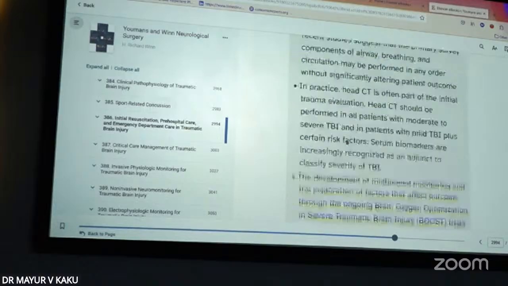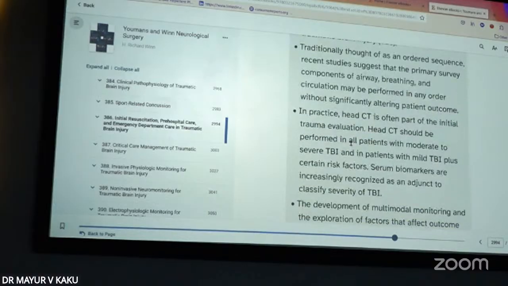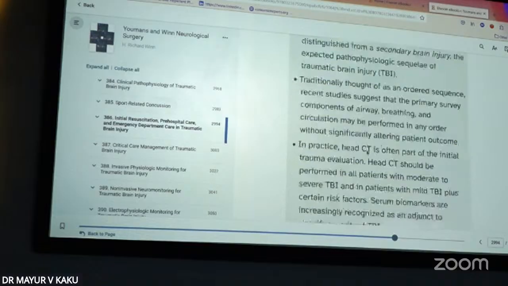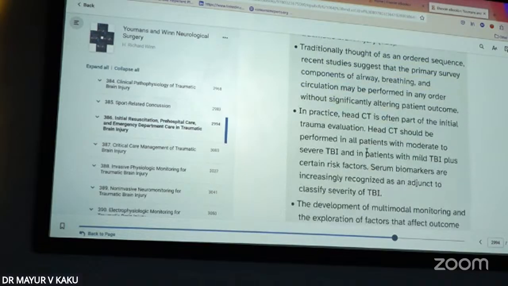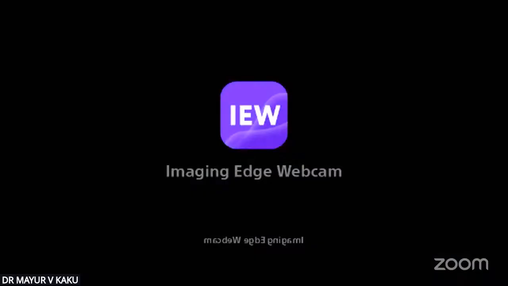Okay, next line you read. Traditionally thought of as an ordered sequence, recent studies suggest that primary survey components of airway, breathing and circulation may be performed in any order without significantly altering patient outcome. All of you know airway, breathing and circulation. Okay, then next.